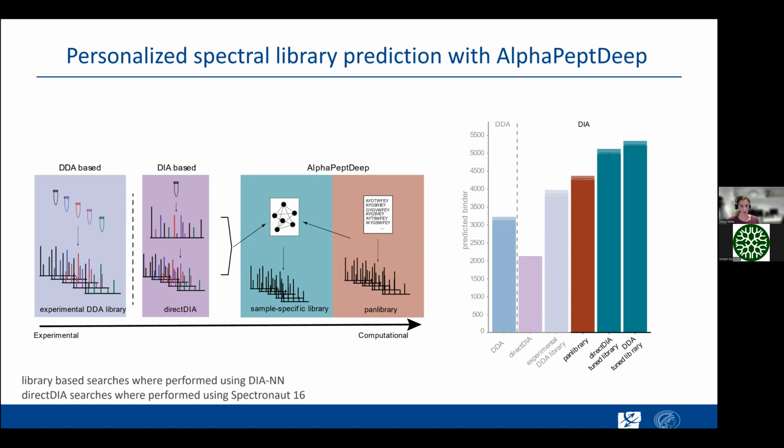So you can measure your whole sample, do a direct DIA search on it, tune your peptide HLA model with it, predict the spectral library, and then analyze the sample with it. And this really saves a lot of measurement time, and also sample and cost.